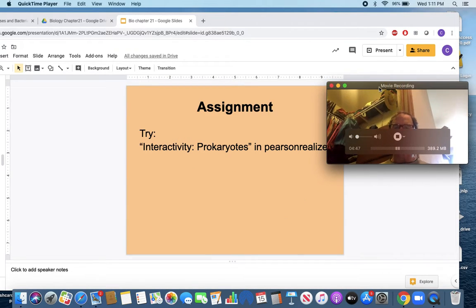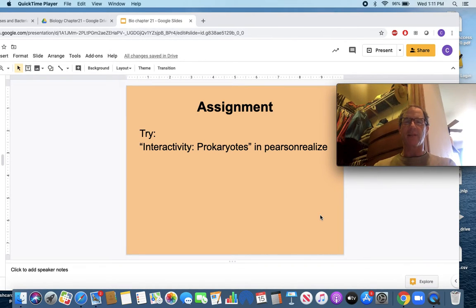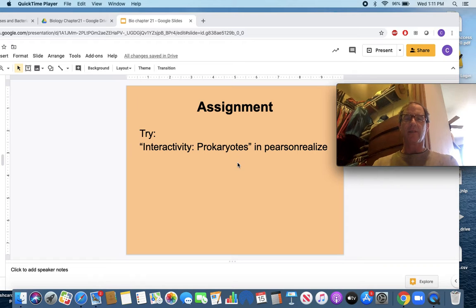Also, I'll move this over a little bit here so you can see better. I'd also like you to try the assignment I put in Pearson Realize called Interactivity Prokaryotes. It's another short one, just like you did on viruses. Shouldn't take you more than about 10 minutes. We're trying to keep your homework assignments kind of short and to the point these days as we're doing online learning. So give this one a try.